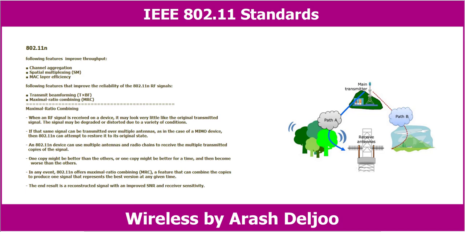An 802.11n device can use multiple antennas and radio chains to receive the multiple transmitted copies of the signal. One copy might be better than the other, or one copy might be better for a time and then become worse than the others. In any event, 802.11n offers maximal ratio combining, or MRC, a feature that can combine the copies to produce one signal that represents the best version at any given time. The end result is a reconstructed signal with an improved SNR and receiver sensitivity.